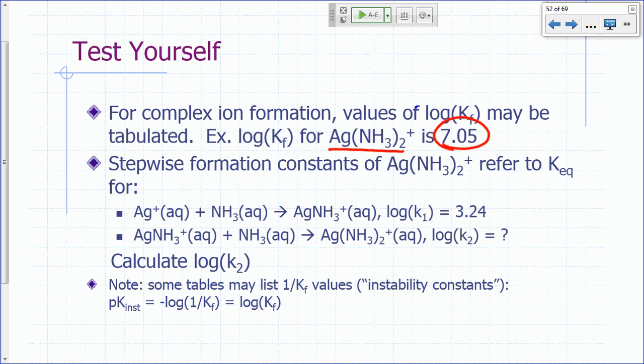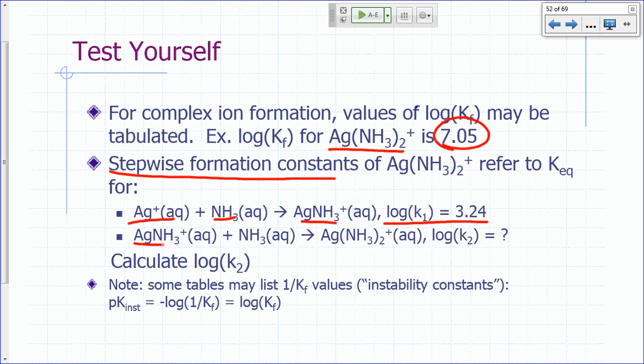If you look it up, you'll find that to be 7.05. You can also look up what are known as stepwise formation constants for this complex ion. The first step is you just pick up 1 ammonia, and you can look up the log of the equilibrium constant for that to be 3.24.